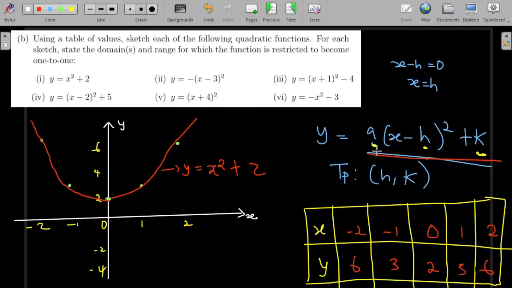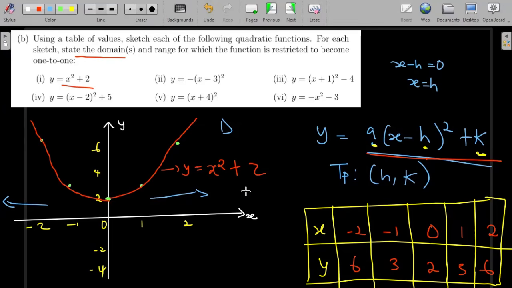Okay, so now that we have sketched the graph of this quadratic function here, we'll be required to state the domain and the range for which the function is restricted to become a one-to-one function. So the way we have drawn it, this graph here is not one-to-one, because if I draw any horizontal line here, it will touch this graph at 2 points like that. So we have to restrict the domain so as to make it one-to-one. So the way it is here, it means the domain is coming from -infinity, because this graph will continue going like this. It will be reducing in the x values like that. And then even this one, as it goes up, it will also be going this side.